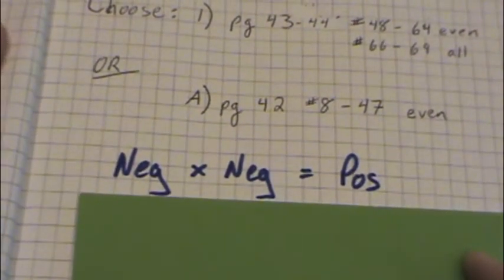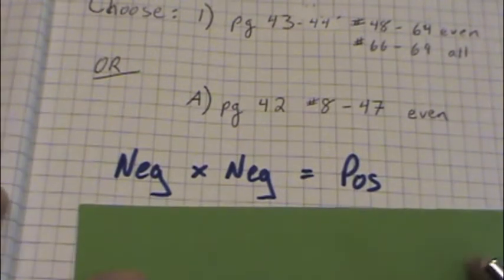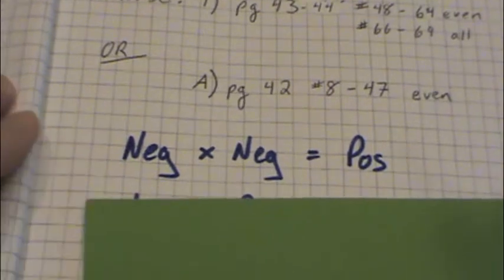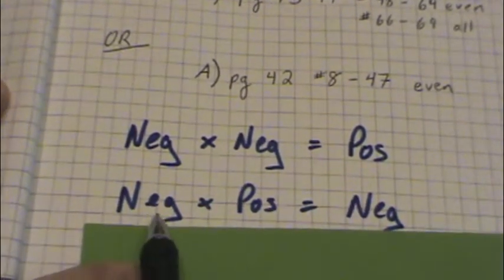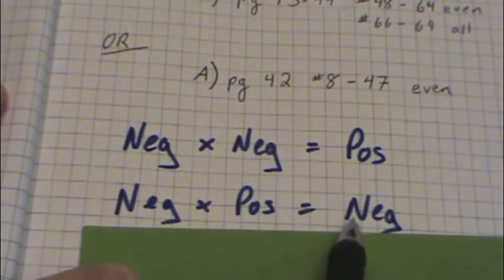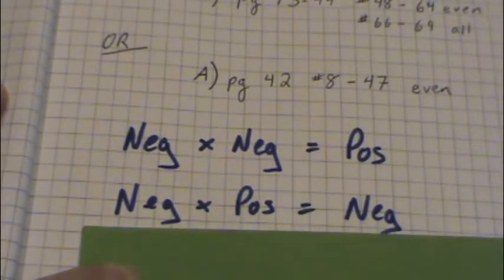Really, the only other information you might need to know that you might have forgotten when you're multiplying or dividing, combination, two negatives, your answer is going to be positive. One of each, and this is multiplying or dividing, your answer is going to be negative. That's all. Shortest video ever. Go get your homework done.